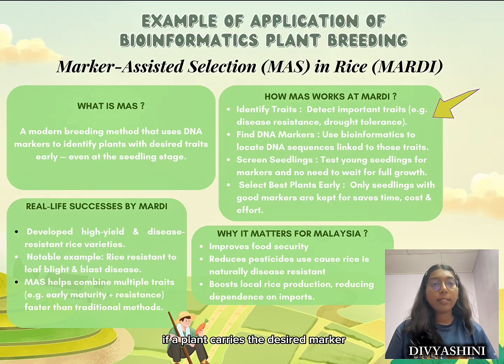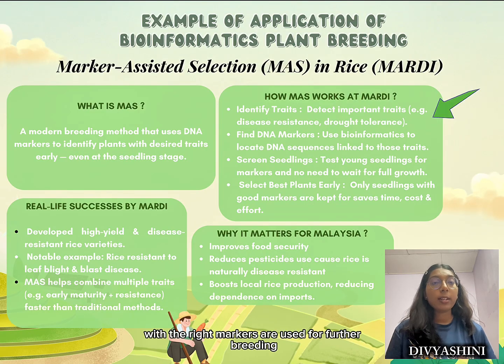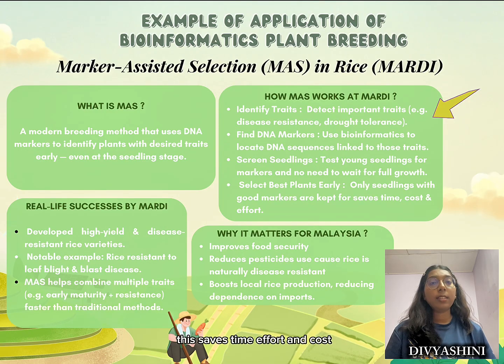If a plant carries the desired marker, it likely has the desired trait too. Lastly, only the seedlings with the right markers are used for further breeding. This saves time, effort, and cost.